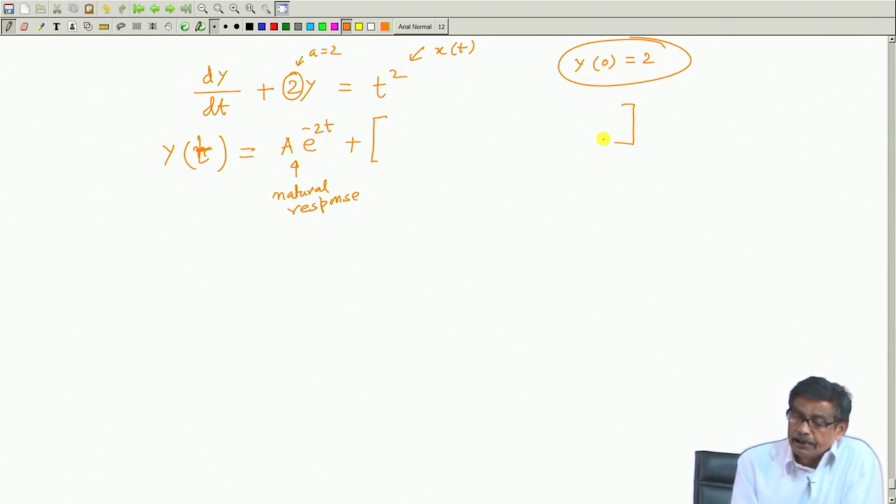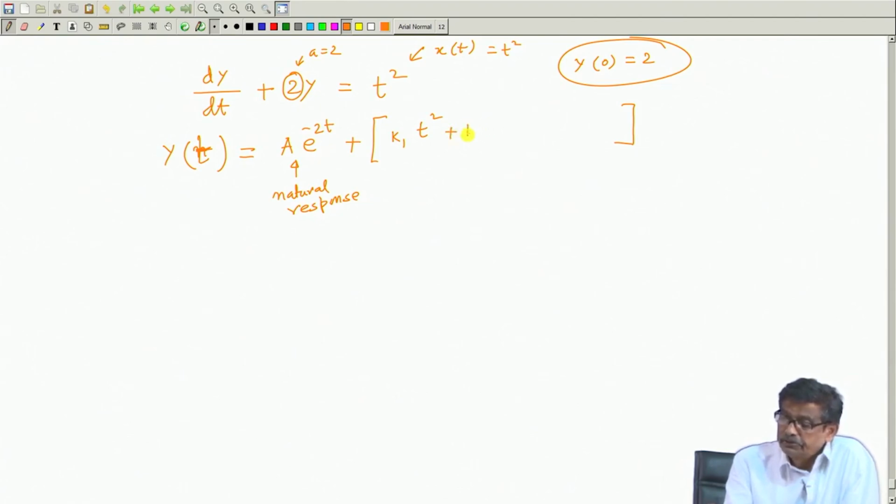That solution I know, it will be proportional to k1 into x, where x(t) is equal to t square. So, k1 into t square, plus k2 bar into x dot. What is x dot? It is 2t. So 2 into t, and this 2 I will absorb in this constant. So, k2 into t.